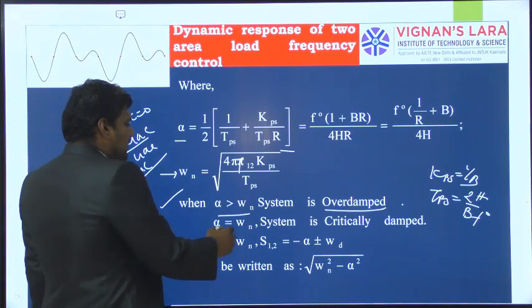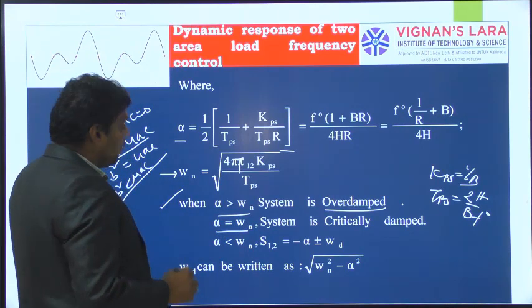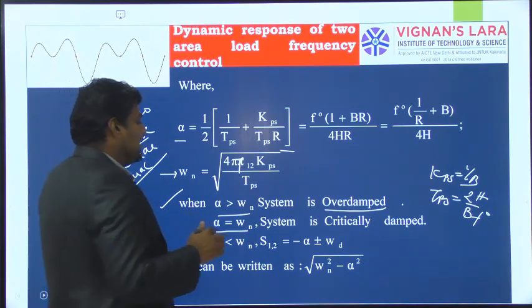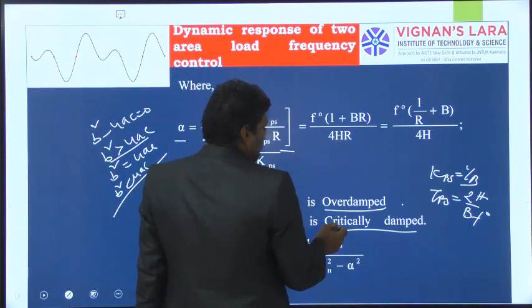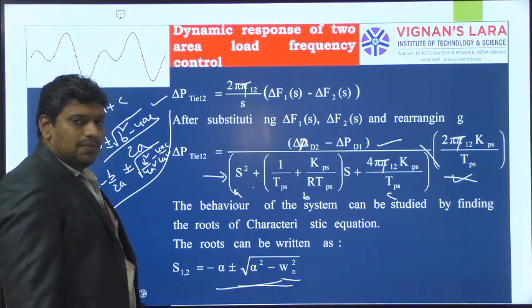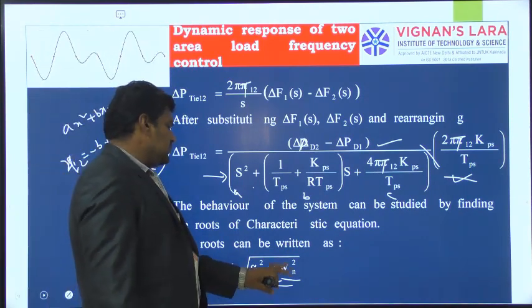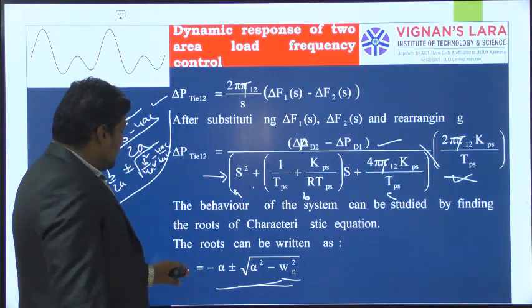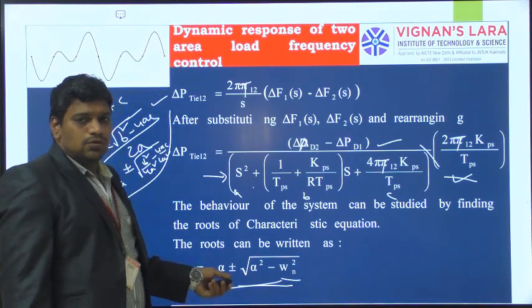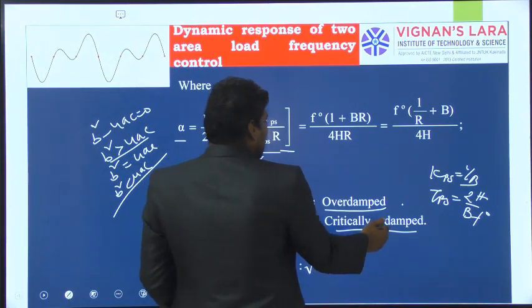When you consider alpha is equal to omega n, the system is said to be critically damped, which means we will be having only minus alpha, only one root. Both roots are equal. When alpha is equal to omega n, this term will vanish. The second term, s1 is equal to minus alpha. So both the roots are identical. So in this scenario, you can say the system is critically damped.